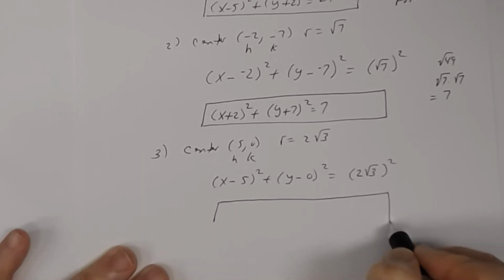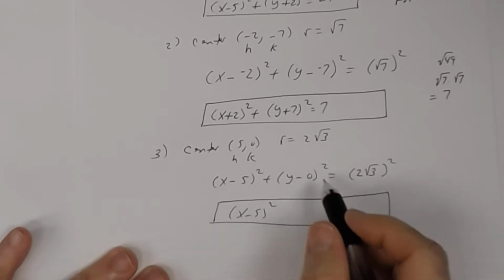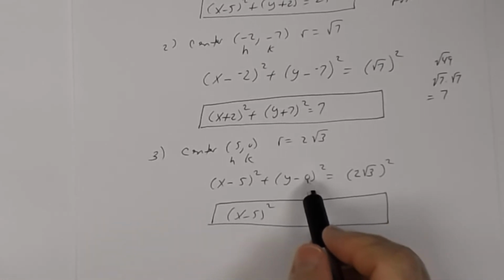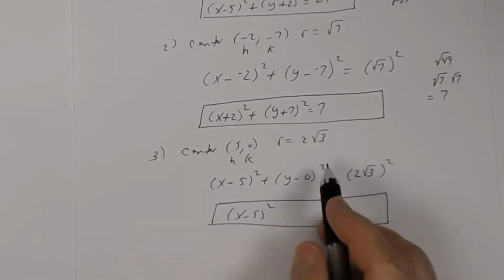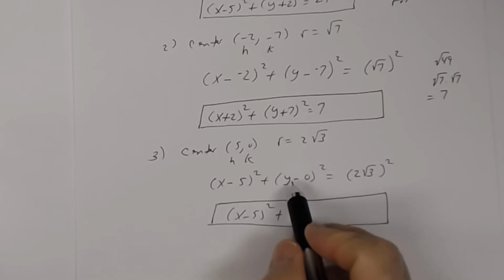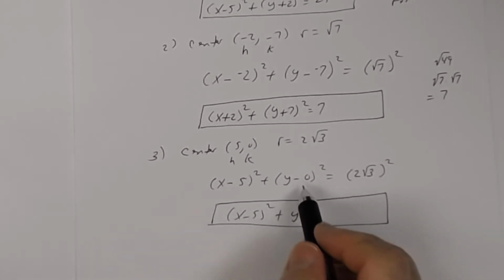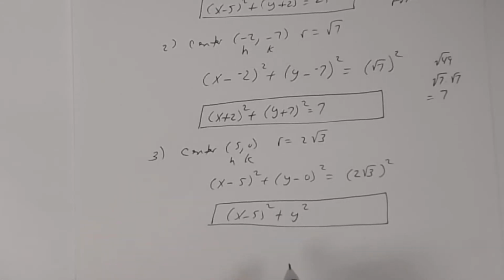So your answer then will be (x minus 5) squared. Now you have to know that y minus 0 is the same thing as y. So this becomes plus y squared. So that's how you write this. So don't say y minus 0 squared. We expect you to know that mathematically we prefer to write it as y squared.